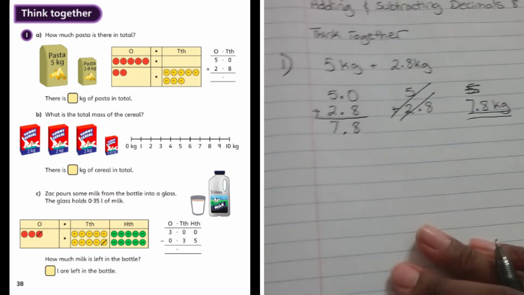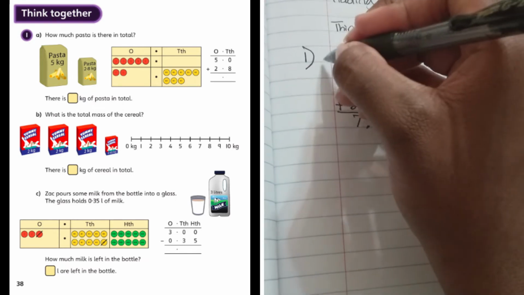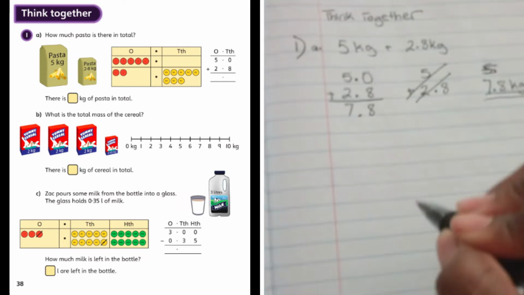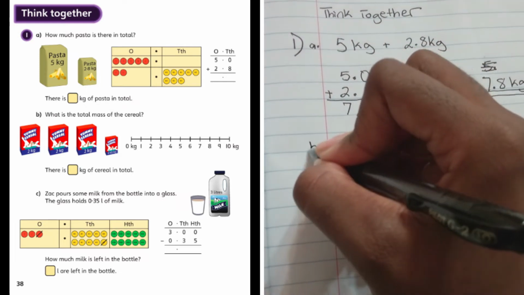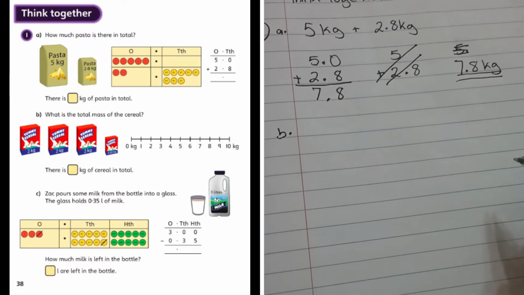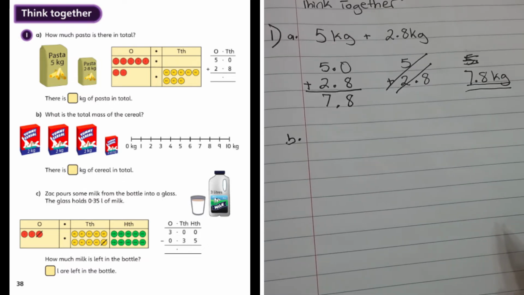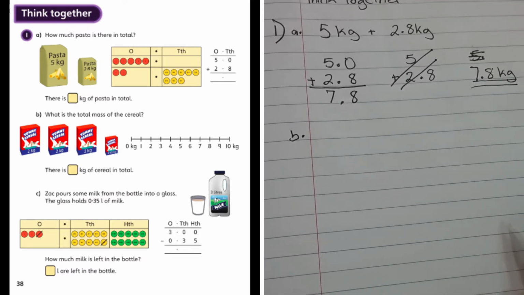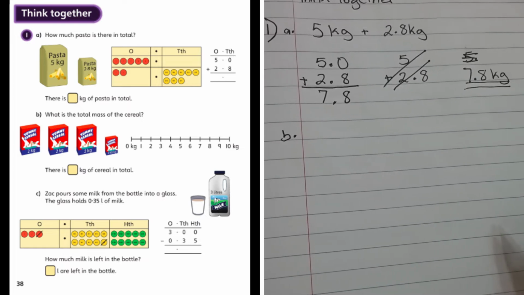All right, on to the next one. So that was question A. Let me put a little A there. Now on to B. What is the total mass of the cereal? And it shows me 4 cereal boxes. 3 of them are 2 kilogram boxes, and the other one is 0.65 kilograms.